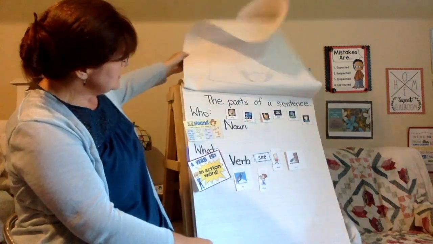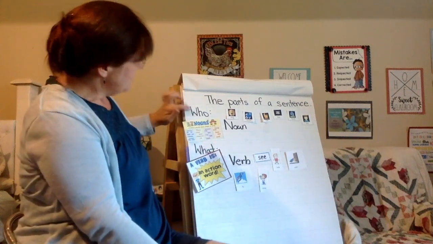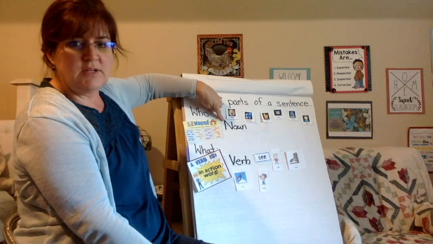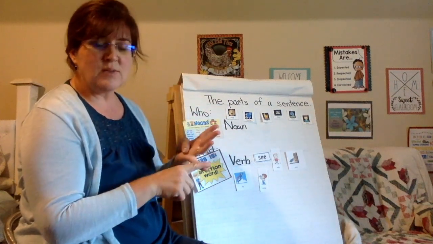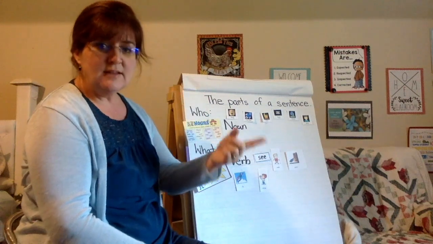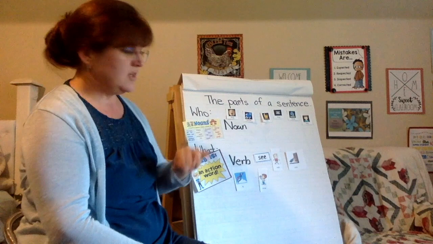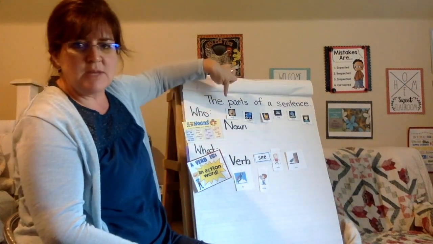Remember, we talked yesterday about the parts of a sentence. We needed to have a who and a what. Remember, the who is called a noun. That could be a person, a place, a thing, or an animal. Say it with me. A person, a place, a thing, or an animal. Very good. Those are the 4 kinds of things that can be a noun, and you can see some here.